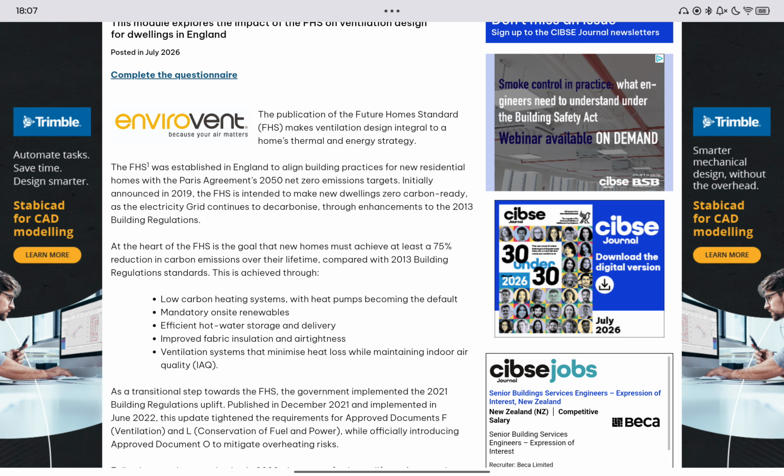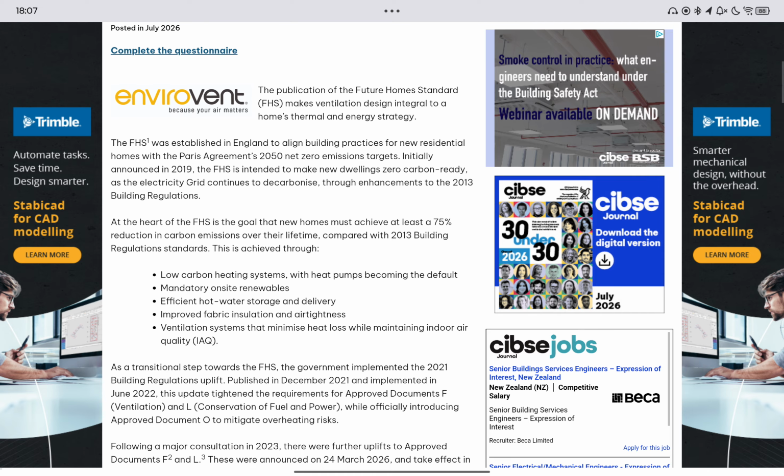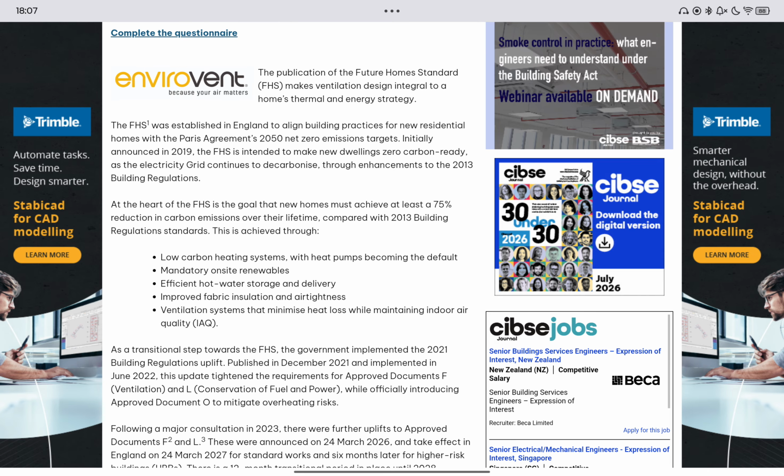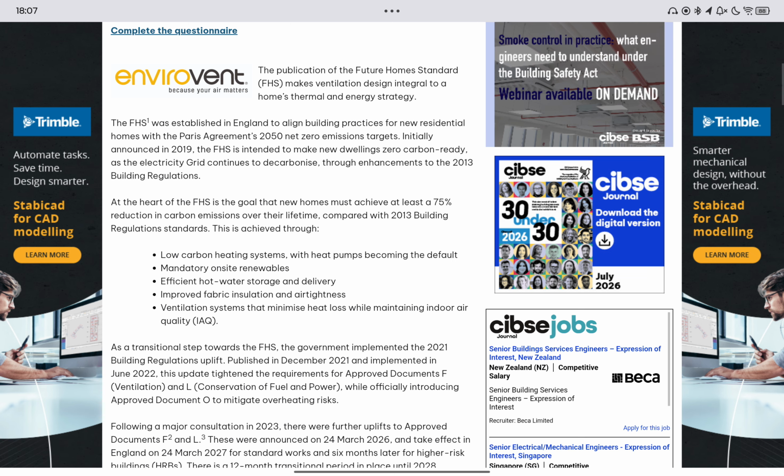The publication of the Future Home Standard, FHS, makes ventilation design integral to a home's thermal and energy strategy. The FHS was established in England to align building practices for new residential homes with the Paris Agreement's 2050 net zero emissions targets. Initially announced in 2019, the FHS is intended to make new dwellings zero carbon ready as the electricity grid continues to decarbonise through enhancements to the 2013 building regulations.